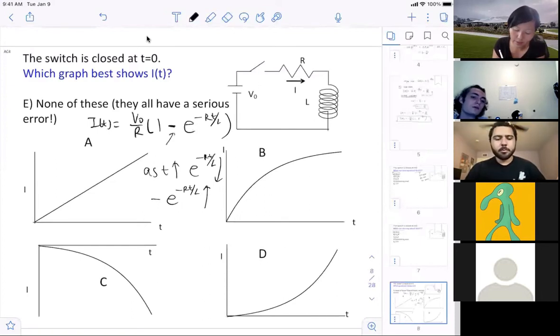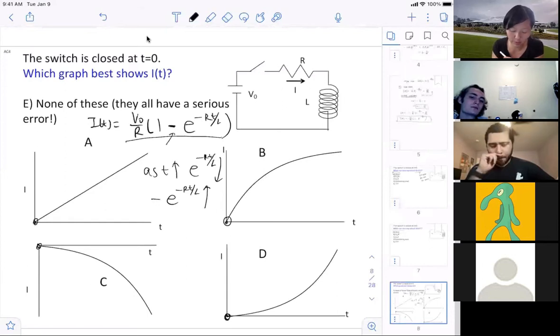And does it have the correct initial conditions? We said at t equals 0, you should have 0 current. That is the answer to the previous question. So they both have the correct initial conditions, here, here, here, and here. But we also know it should increase your current over time, right? So that gets rid of C only.